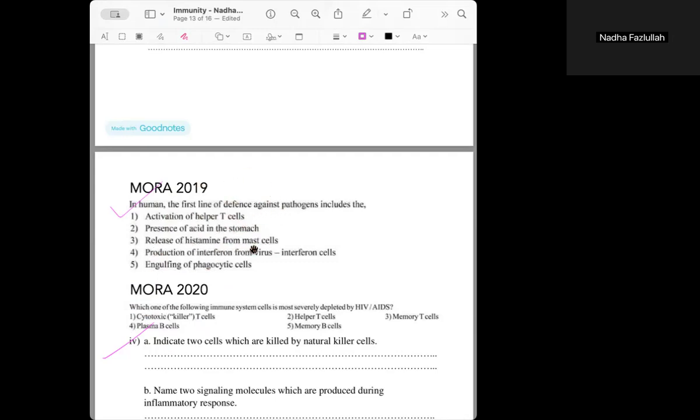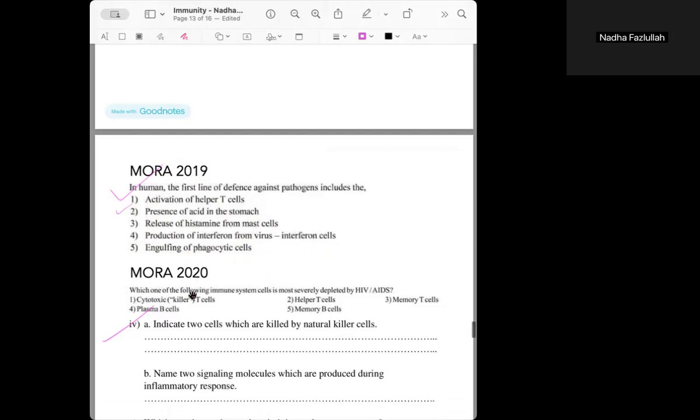Then release of histamine from mast cells. Did you learn anything like that in the first line? No. Production of interferon from virus infected cells? No, interferons are internal defense, and even release of histamine from mast cells comes under the inflammatory response, which is also internal defense. Engulfing by phagocytic cells like neutrophils or macrophages is also internal defense. And activation of T helper cells comes under acquired or adaptive immunity. So your answer is the second one.